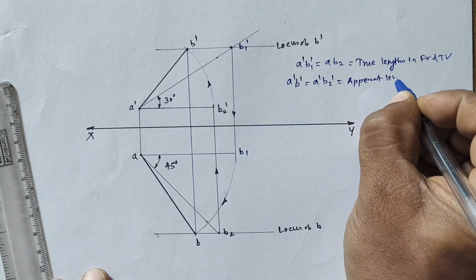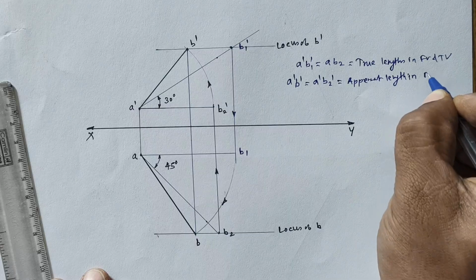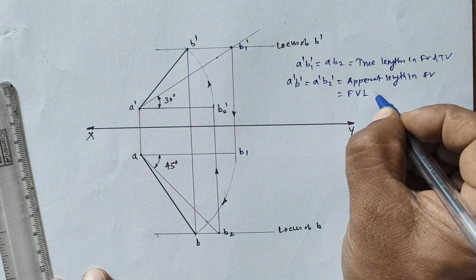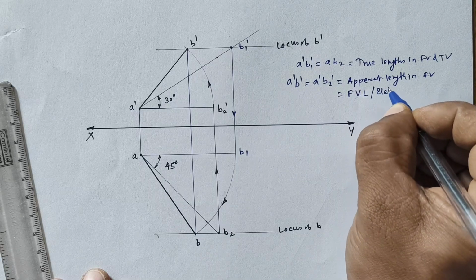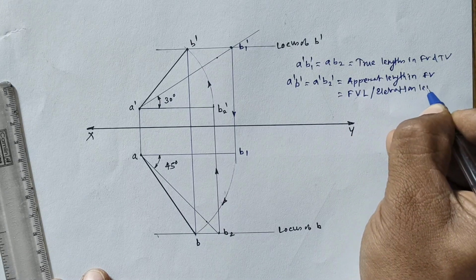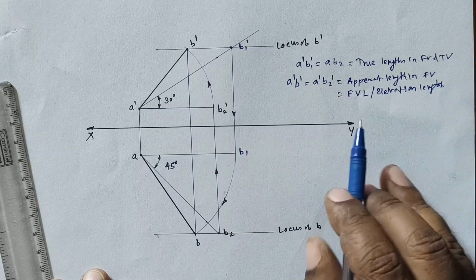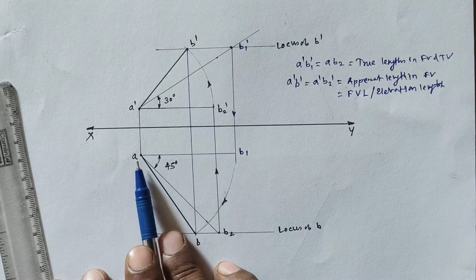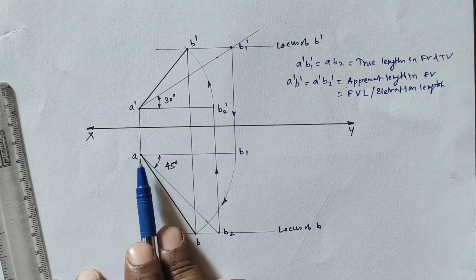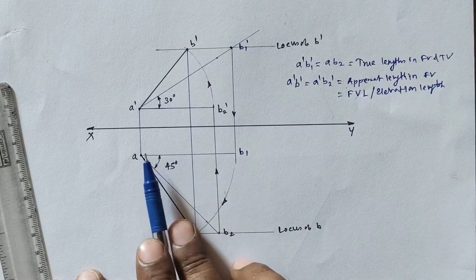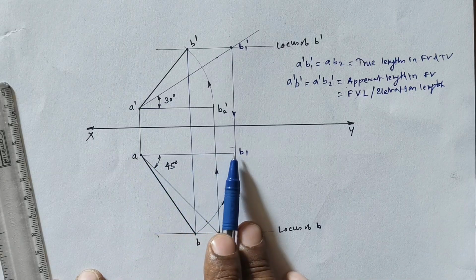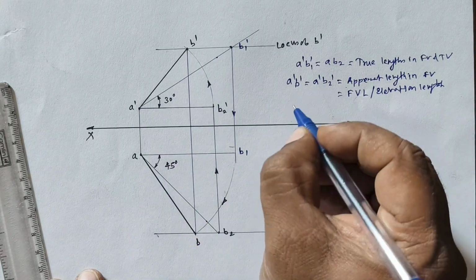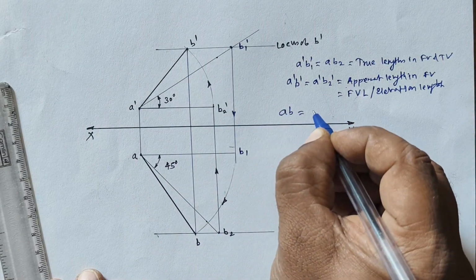Apparent length in front view is also known as a front view length, FVL, and it is also known as an elevation length. So this line length is known as a front view length, elevation length, and it is apparent length in the front view. Whereas in the top view, AB2 is the true length, whereas AB and AB1, these two lengths are same, because we take the AB1 in compass and we rotate this. So AB is equal to AB1.